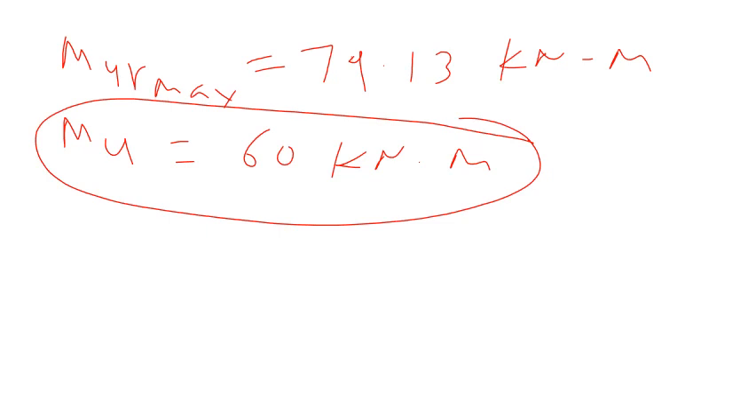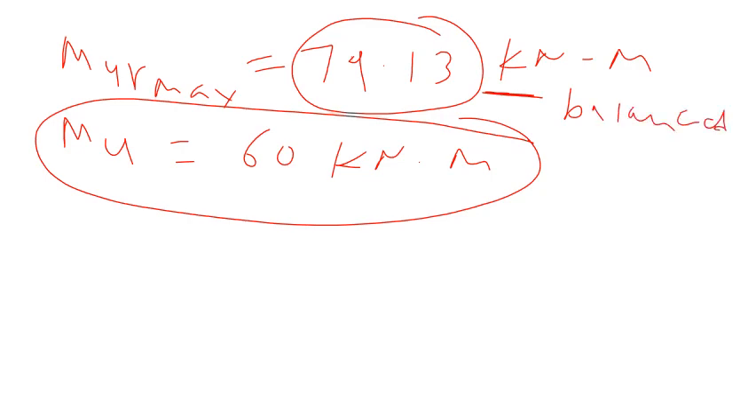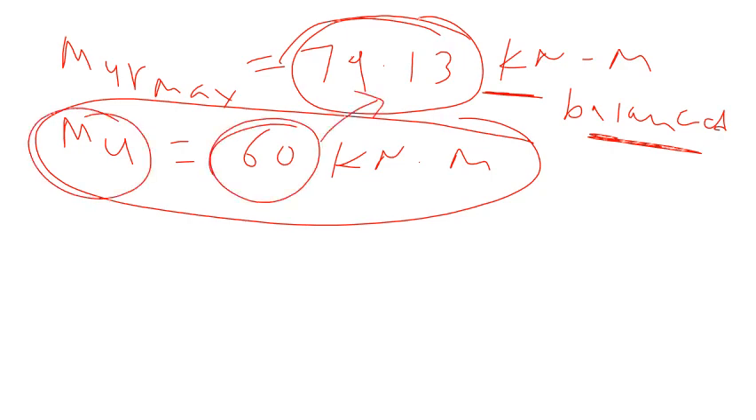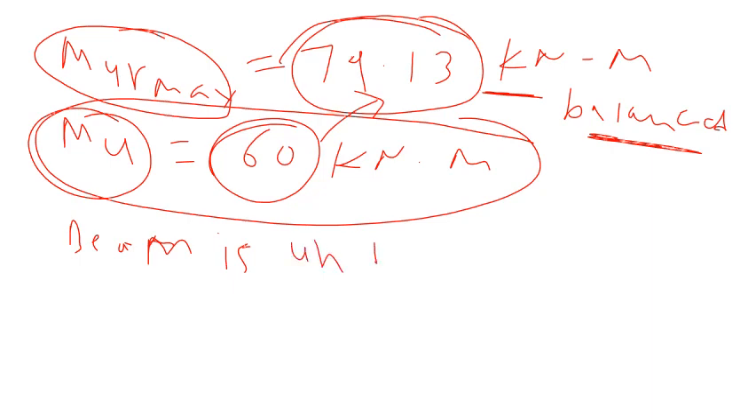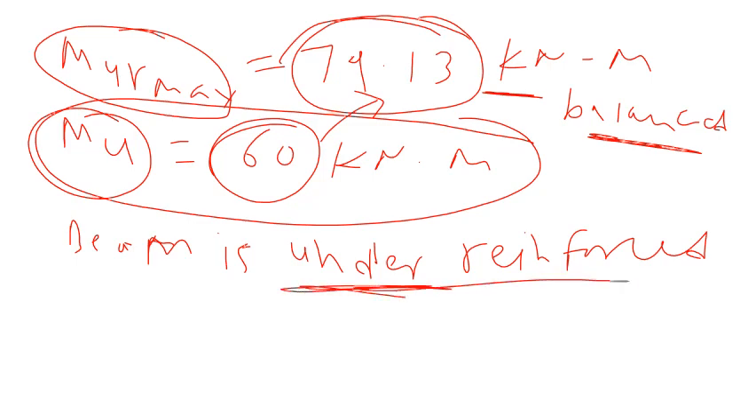Our given moment acting on the beam, Mu, is equal to 60 kilonewton meter. This value is less than this value. That means this maximum value is for the balanced section. So the actual moment acting on the beam is less than the maximum moment resisted by the beam. That's why this beam is not fully loaded. So the beam is under reinforced, as well as under loaded, as up to the capacity of the steel bars it is not loaded. That's why it is under reinforced or under loaded, and there is still some strength left.